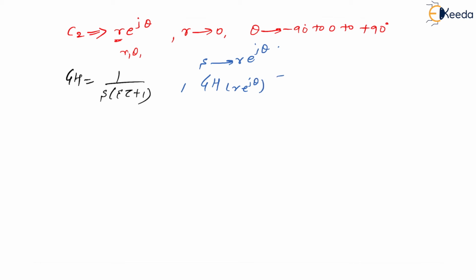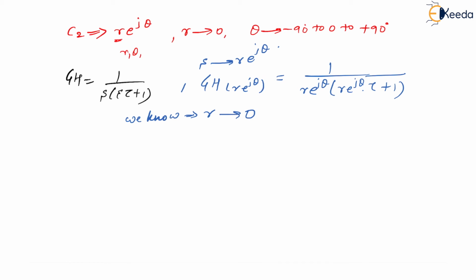GH of R into e to the power j theta is equal to 1 upon R into e to the power j theta multiplied by R into e to the power j theta into tau plus 1. Is that correct? Yes. Now, we know that R tends to 0. Which means what? How much is the magnitude?